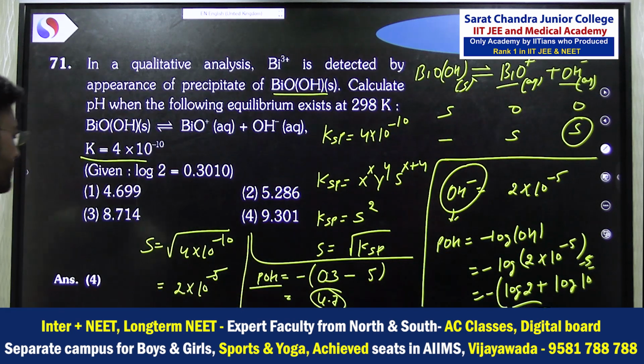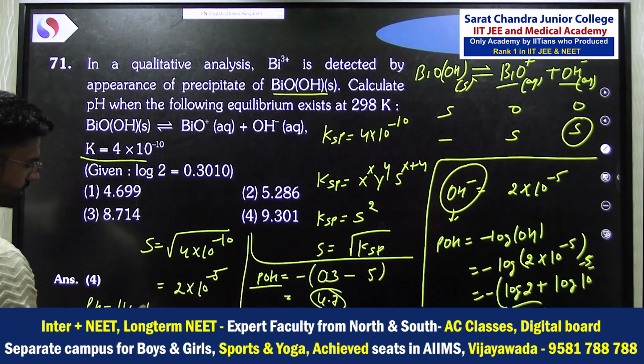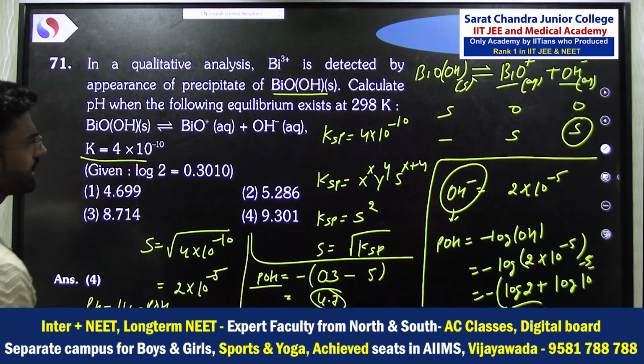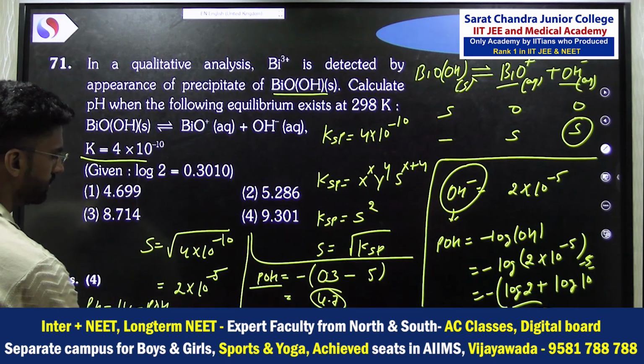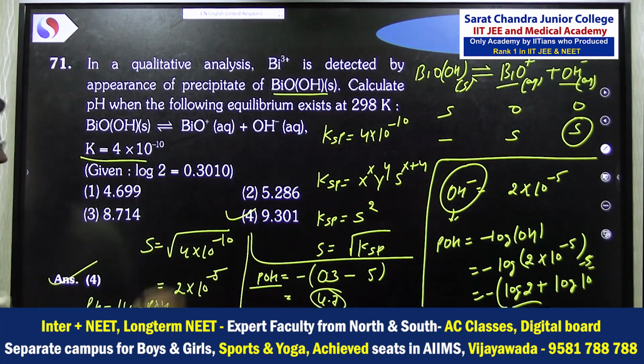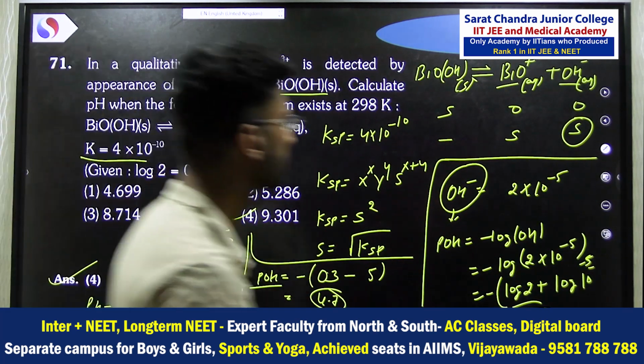You calculated pOH. I know that pH will be equal to 14 minus pOH. This is 14 minus 4.7. So what will be the answer? 9.3. So option 4 is the correct answer. So next question.